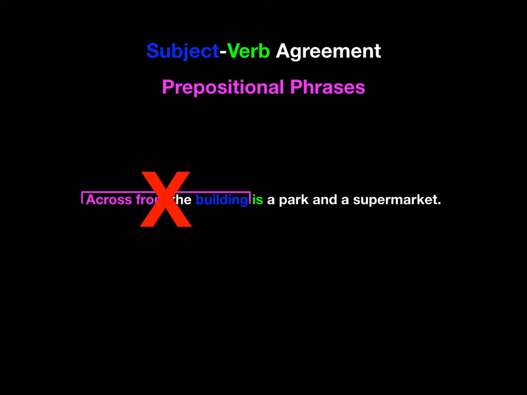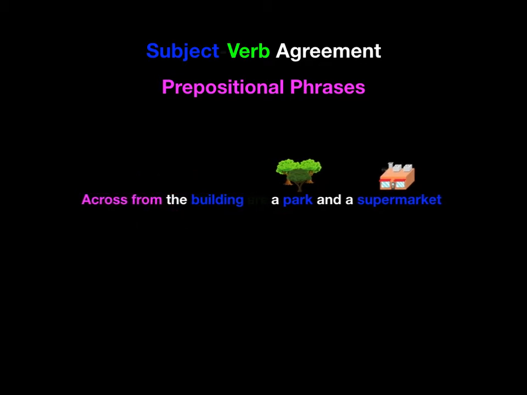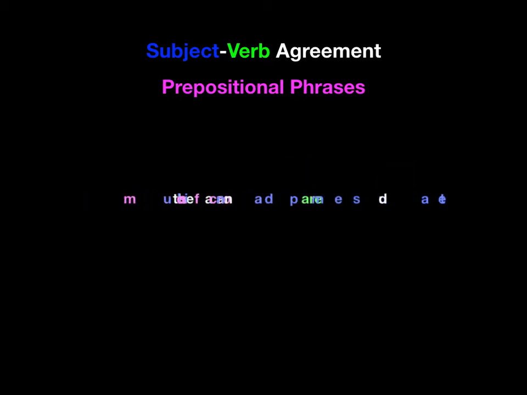The only nouns remaining then are park and supermarket. Therefore, these must be the subjects of the sentence. So analyzing these subjects, we see that we have a park and a supermarket. Therefore, our subject is plural, and we will need a plural verb as well. So we will need to change is to are. Across from the building are a park and a supermarket. Let's look at another example of subject-verb agreement with prepositional phrases.